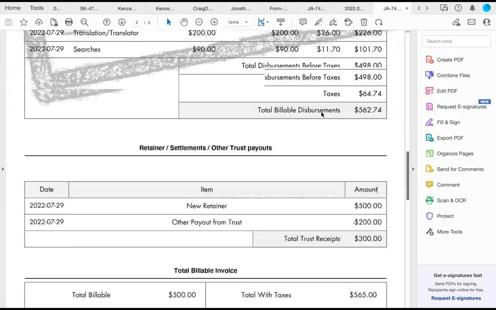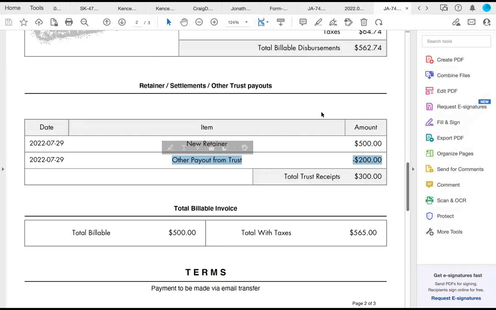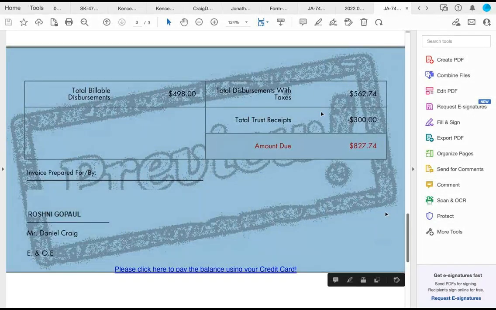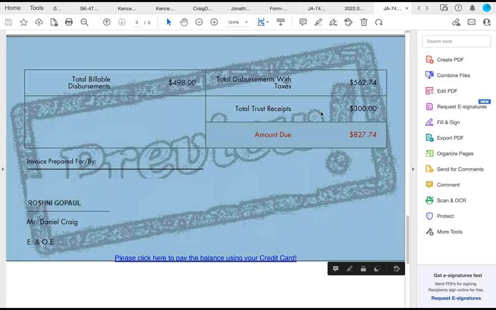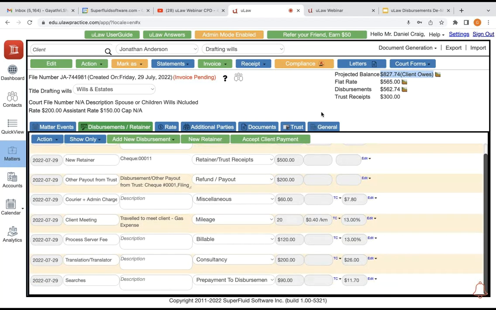The retainer is below that. I made a payout from trust for filing fee. That is also seen here. And the balance that's available in the trust for you to transfer, as well as the amount due from the client. Now, if you go back here, you could complete the invoice, send it to the client, move the money from trust to general, and accept the rest of the payment from the client into your general account, because you're done with the work and the client typically owes you remaining money, as you see on the top, and that can be paid to you directly.